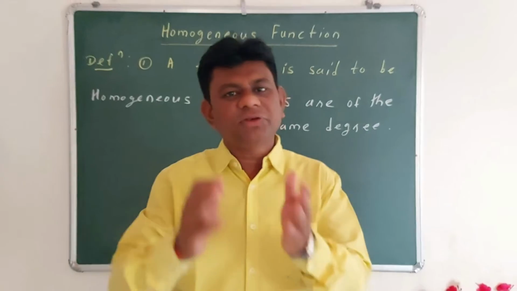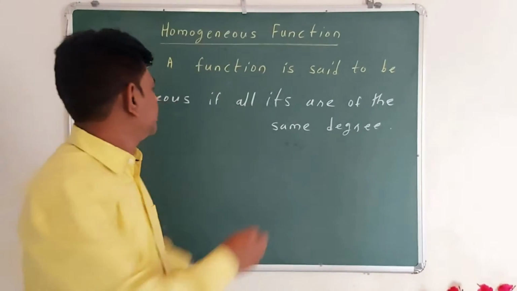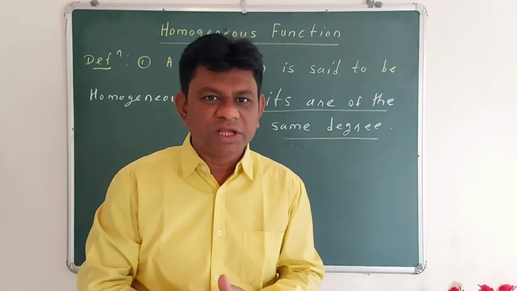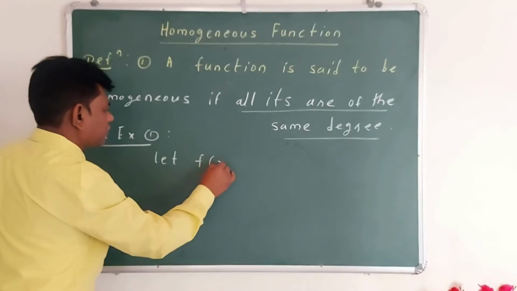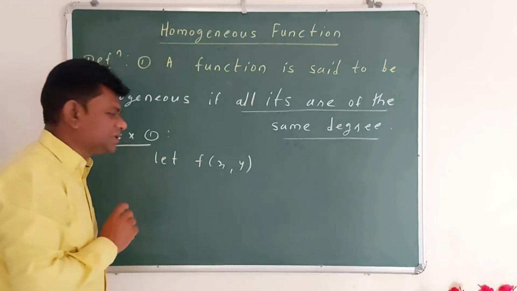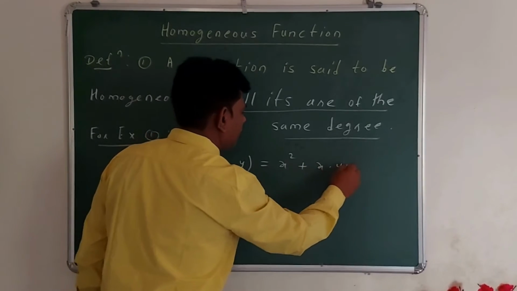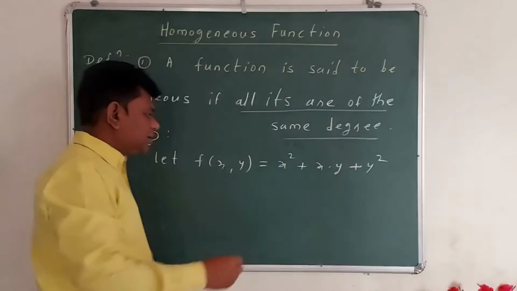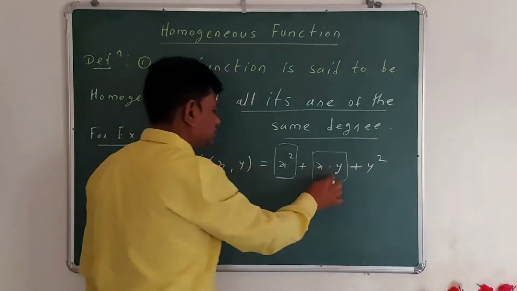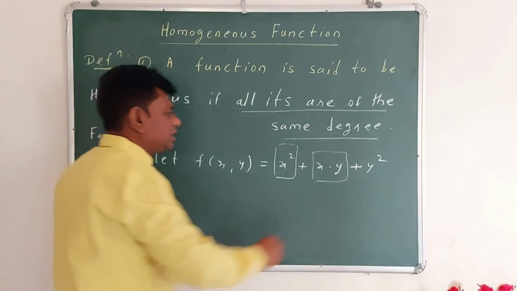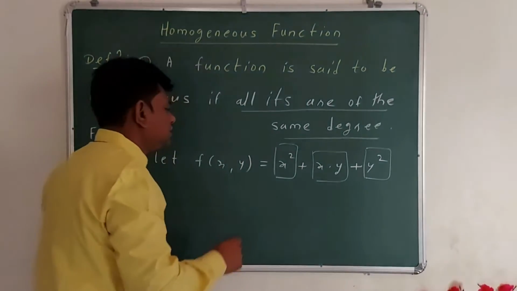A function is said to be homogeneous if all its terms are of the same degree. Now let us discuss this definition with one example. Let f(x,y), this is the function of two variables x and y, equal to x square plus x times y plus y square. Now this x square is the first term of the given function. This product xy is the second term, and this y square is the third and last term of the given function.